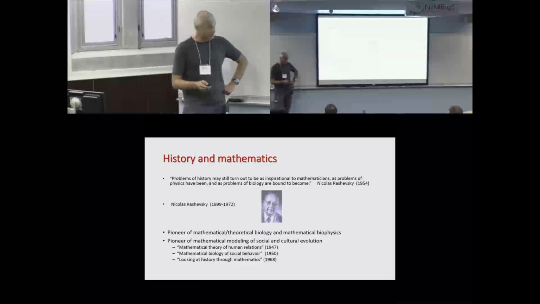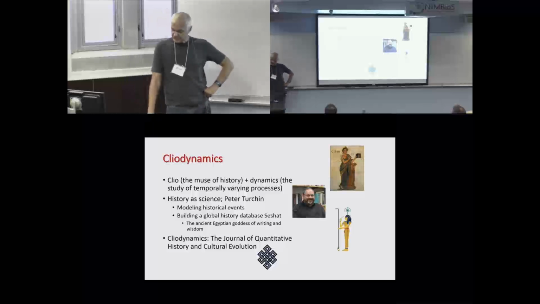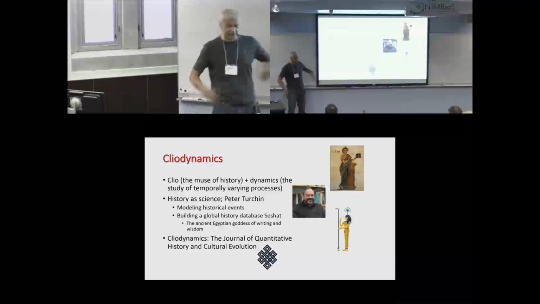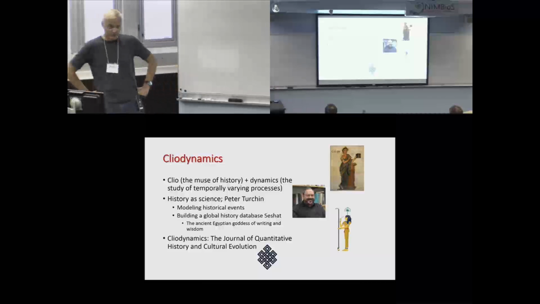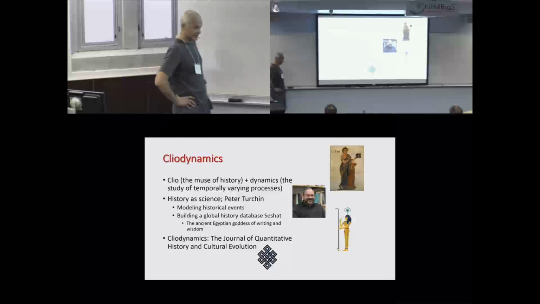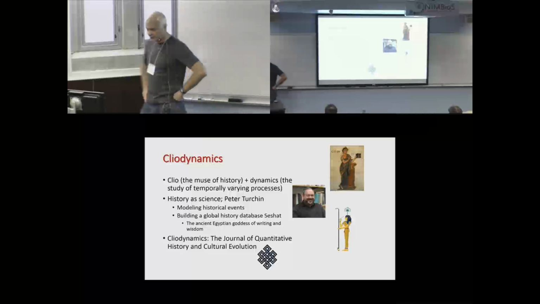So what's going on now? Now, actually, there are a lot of very exciting developments. There is a whole new science emerging called cliodynamics. Clio is the muse of history, and dynamics is the study of temporal processes. So basically, it's an attempt to look at history as science and develop theory, mathematical models of historical events.